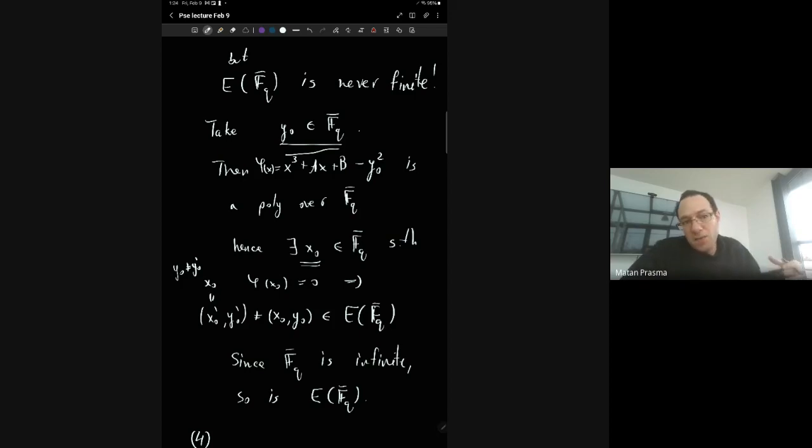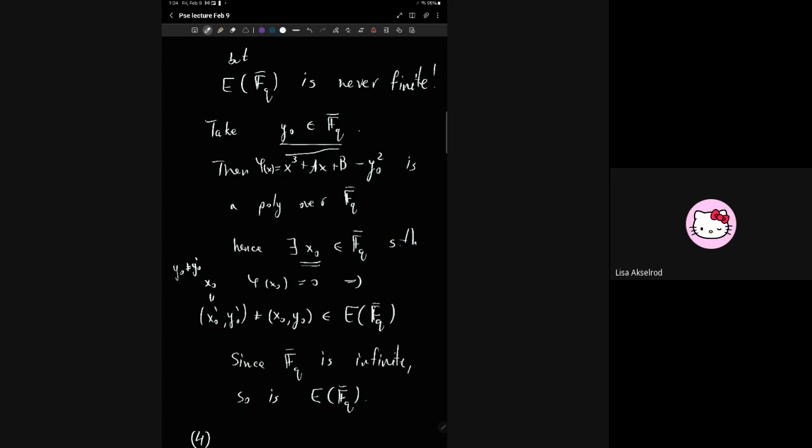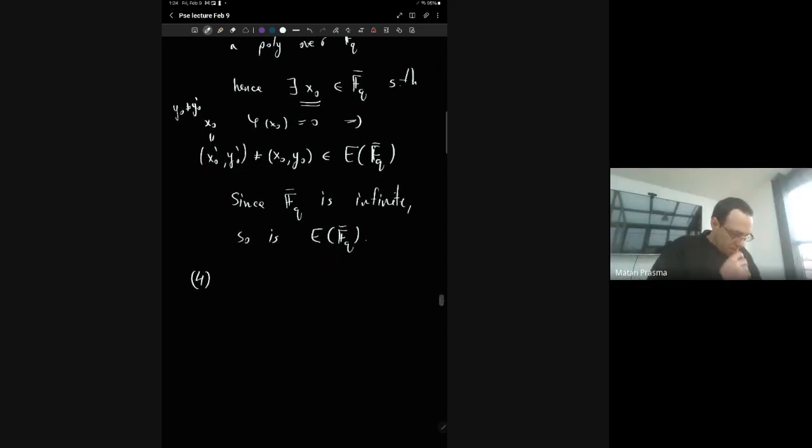Okay, so if you give me infinitely many y0s, and I am over Fq bar, so I can always find a root to phi, then I can find infinitely many points on E of Fq bar. Okay. Yes, thank you. Okay. All right.